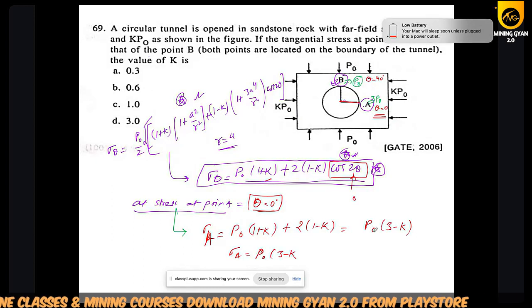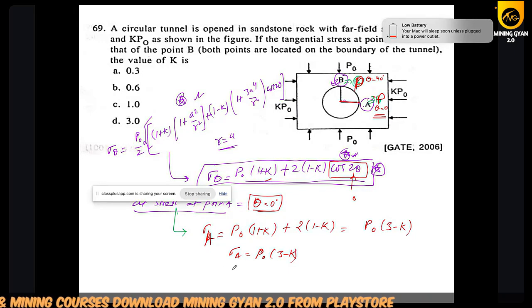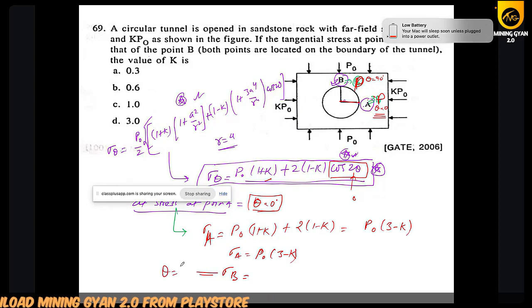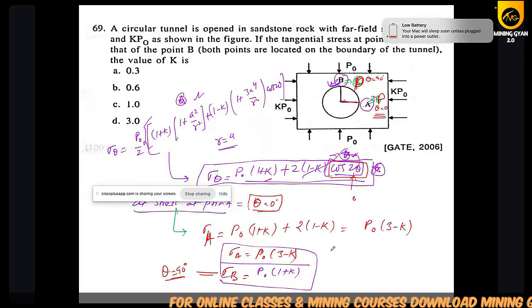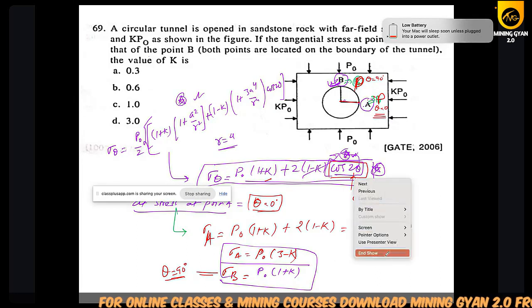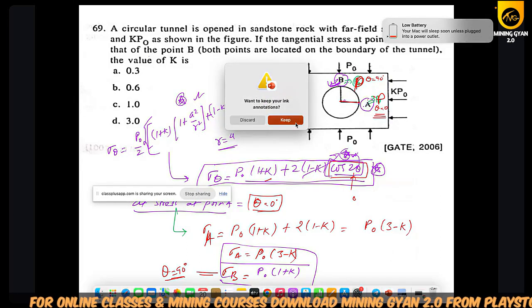You can write P naught, and the stress at B you can find out similarly, where for the stress at B, as you know theta equals 90 degrees, you have to place it. If you put theta equal to 90 degrees to find the stress at B, then 2 theta becomes 180, and cos 180 term becomes 0. So you will get only P naught times (1 plus K). So you get the stress at point A and the stress at point B.